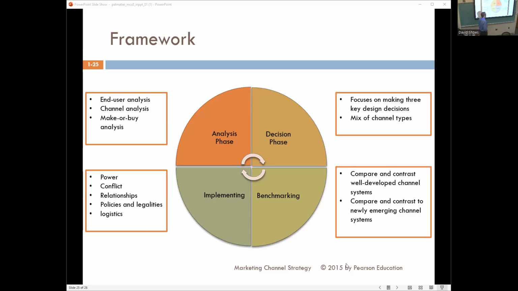And so the way this works is you start first by analyzing the desires and needs of your consumers. You analyze the efficiency of your channel environment to see whether it can satisfy those consumers' needs. And then you decide, of the products that you sell, whether you're going to make them yourself or buy them from someone else.